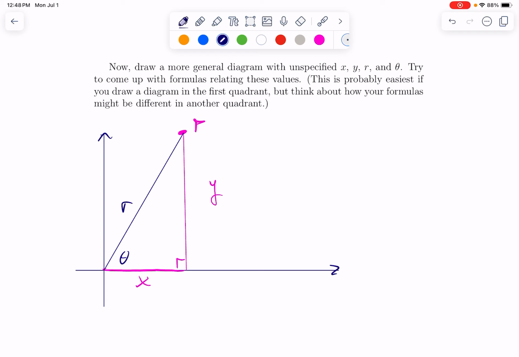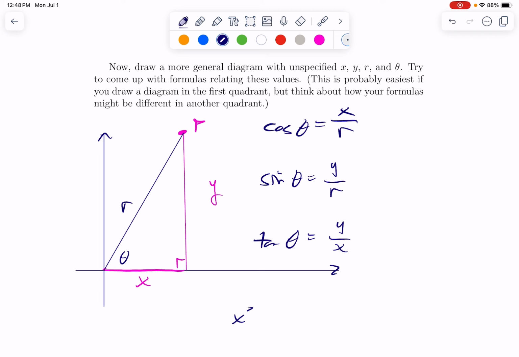So there are a couple of things we could write down here, right? We could do a lot of SOHCAHTOA. Cosine of theta is x over r. Sine of theta is y over r. Tangent of theta is y over x. And then by the Pythagorean theorem, x squared plus y squared equals r squared.